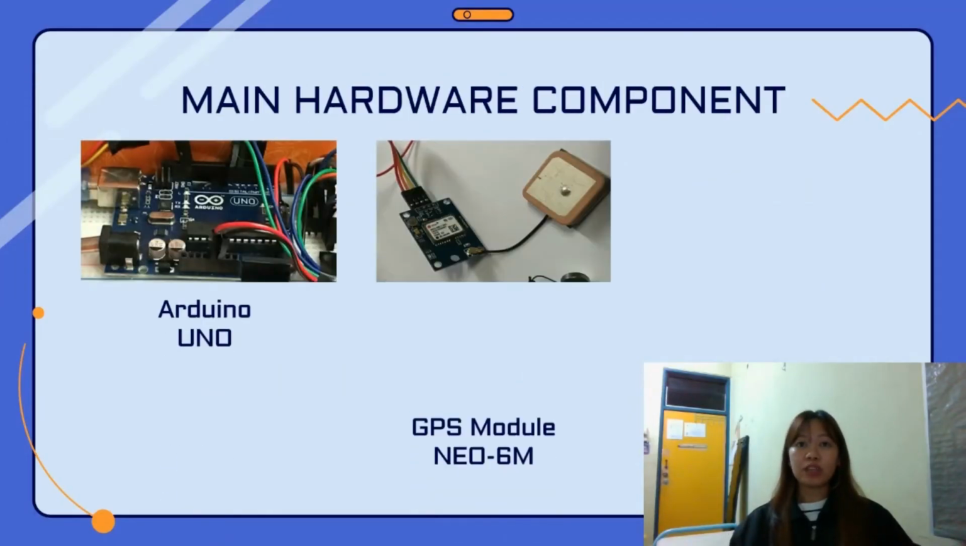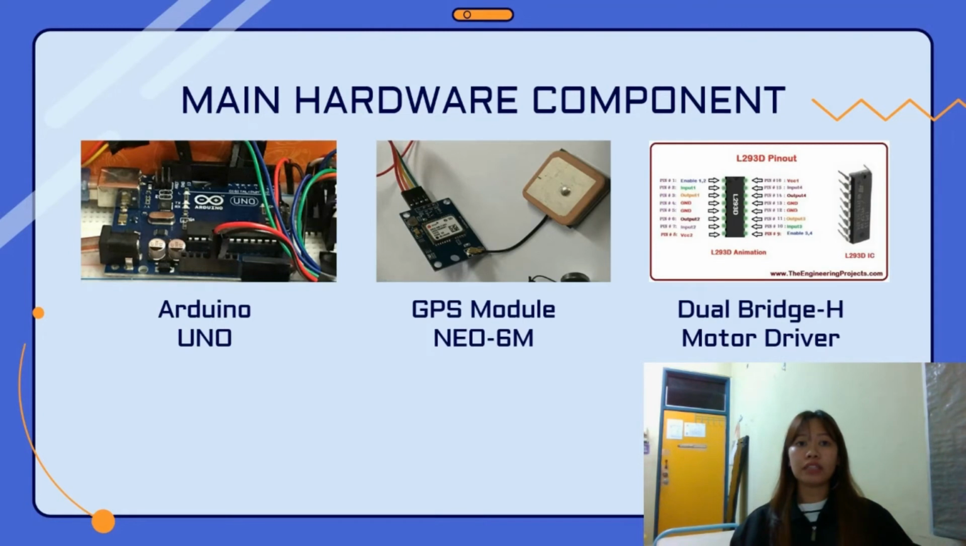Hello, my name is Christina Puchang and I will explain the equipment and also the software that we use to conduct the experiment. So first, as shown in this slide, are the main hardware components that we use to conduct the experiment, which are the Arduino, GPS module, and also the motor driver. The type of Arduino that we use is the Arduino Uno, and as we know, this type of microcontroller is used to perform a task by giving instructions to the board. While the GPS module type is the Neo-6M.